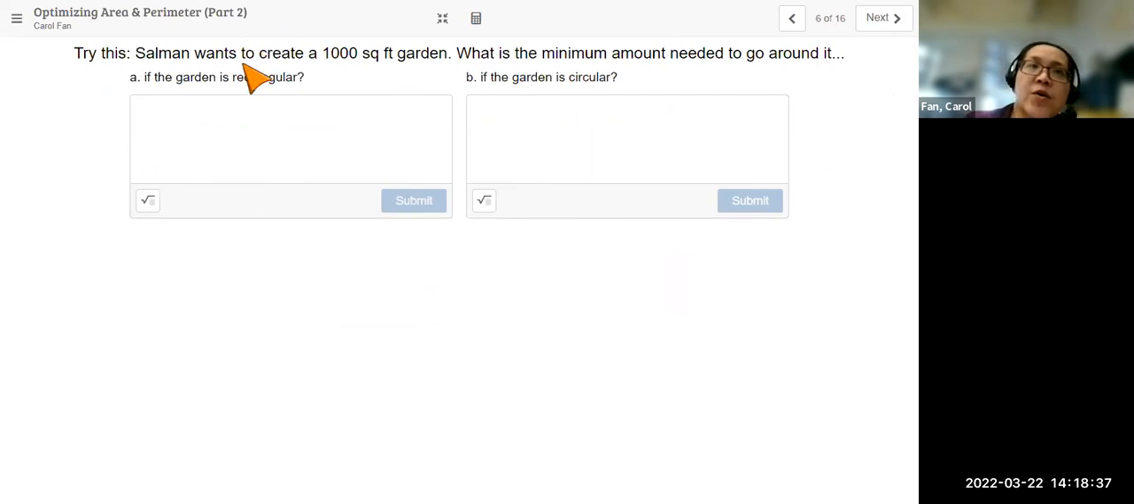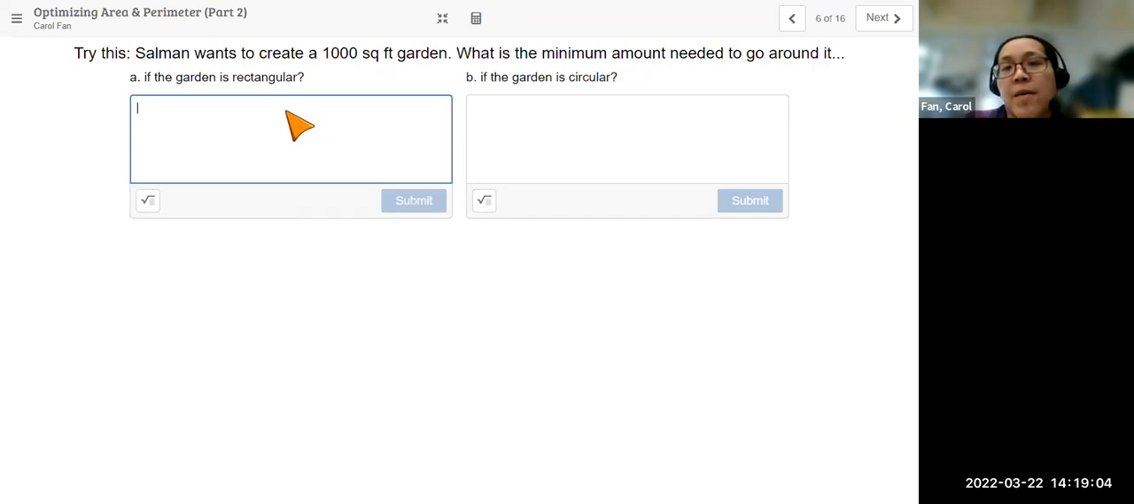Okay, let's do another question. This question, Salman wants to create a 1,000 square foot garden. What's the minimum amount that's needed to go around it? So we have a fixed area. This area is what he has to have. And we need to know the perimeter to go around it if the garden is rectangular. Now we know that minimum perimeter would mean that we need a square.